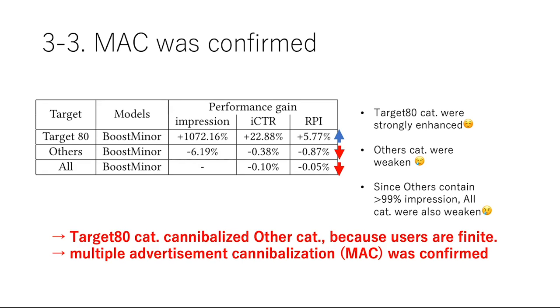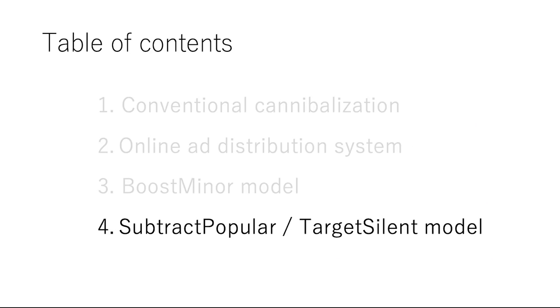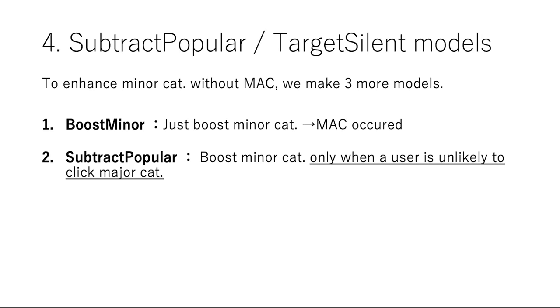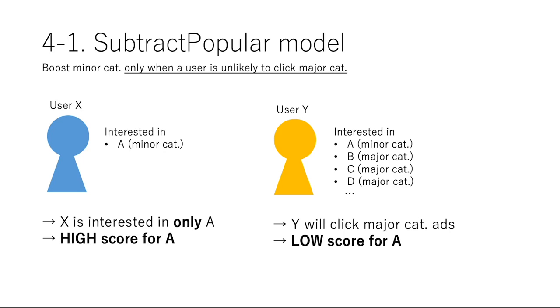To solve MAC and the minor category problem at the same time, we developed these two models. The SubtractPopular model is a model that boosts minor category only when a user is unlikely to click major category. For example, user X is interested in only category A, then X is less likely to click other major category ads. So we want to add a high score for category A for user X. On the other side, user Y is interested in many categories, then Y will click major category ads. So we want to add a low score for category A for user Y.